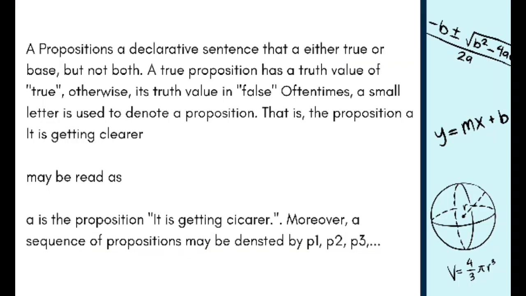I'm the second reporter of proposition. A proposition is a declarative sentence that is either true or false, but not both. A true proposition has a truth value of true. Otherwise, its truth value is false. Oftentimes, a small letter is used to denote a proposition. That is, the proposition A may be read as A is the proposition. Moreover, a sequence of propositions may be denoted by P1, P2, P3, and more.